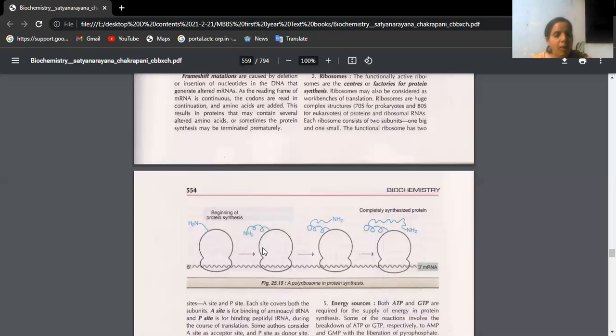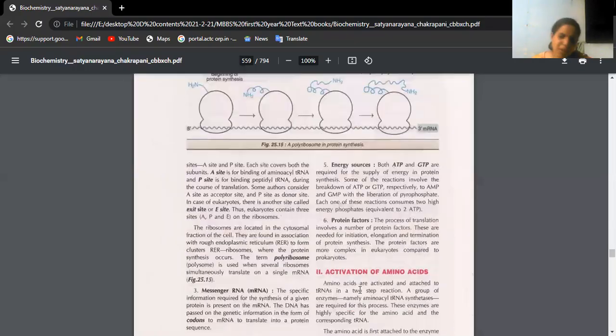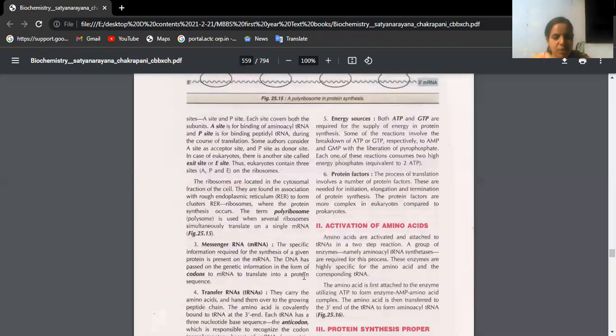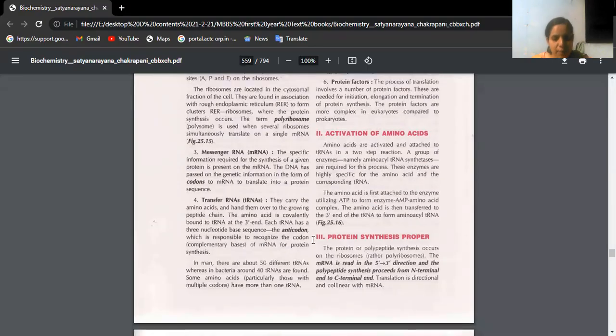And this complex series of ribosomes, where we have ribosomal RNA, messenger RNA, and transfer RNA actively working, you call this complex a polyribosome, which is working during protein synthesis. Everything you can do with the help of diagrams. The same thing, if you just read once, you will get an idea of what is happening.